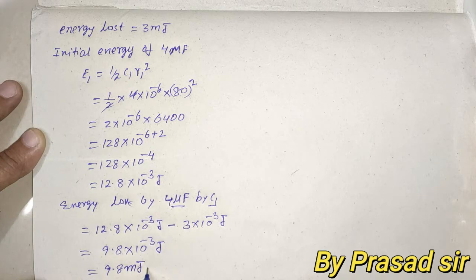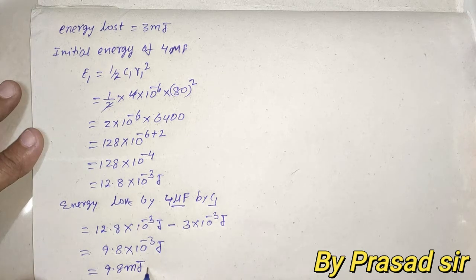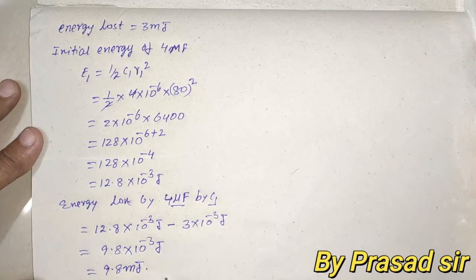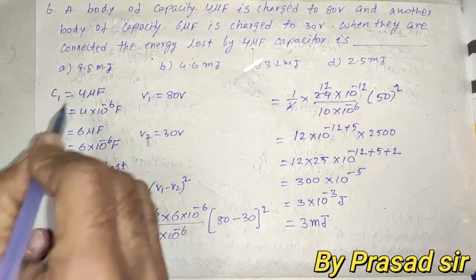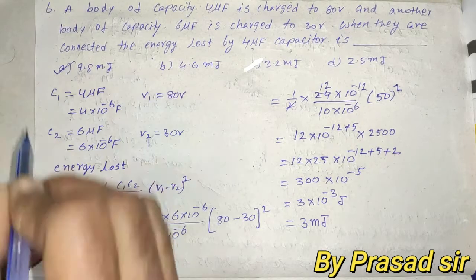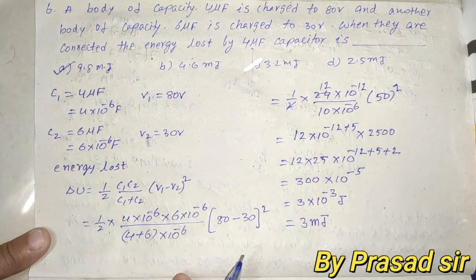So here this is the solution for question number 6. Now what is the option here? 9.8 millijoules. So that means the solution for question number 6 is option A is the correct.